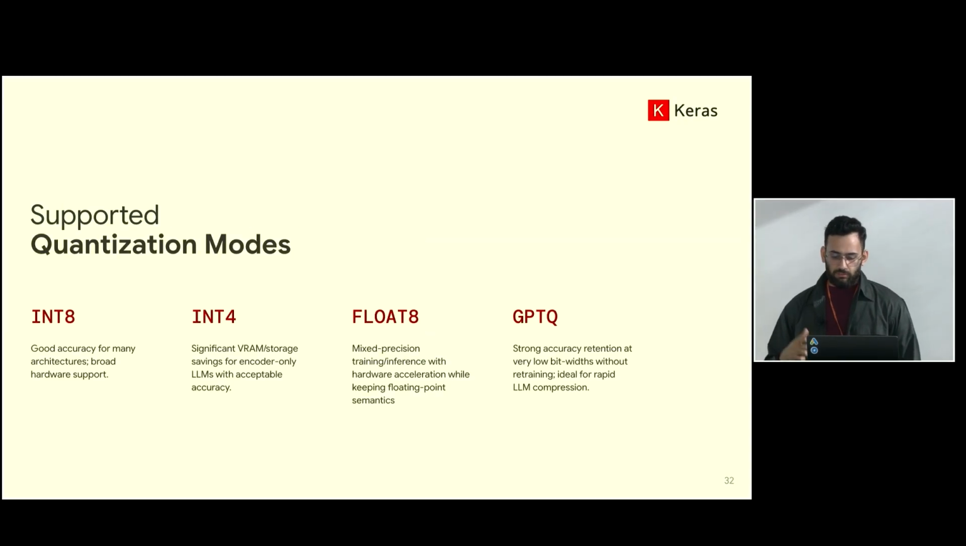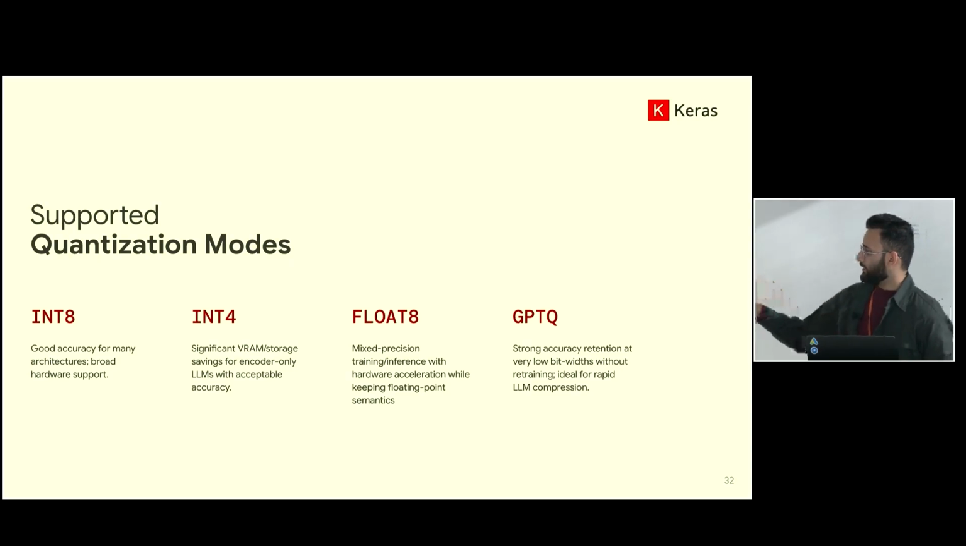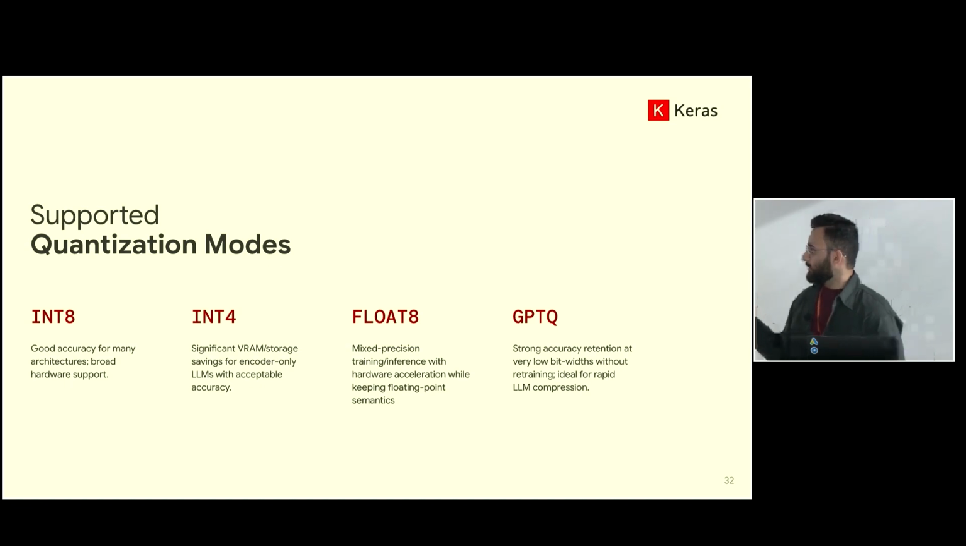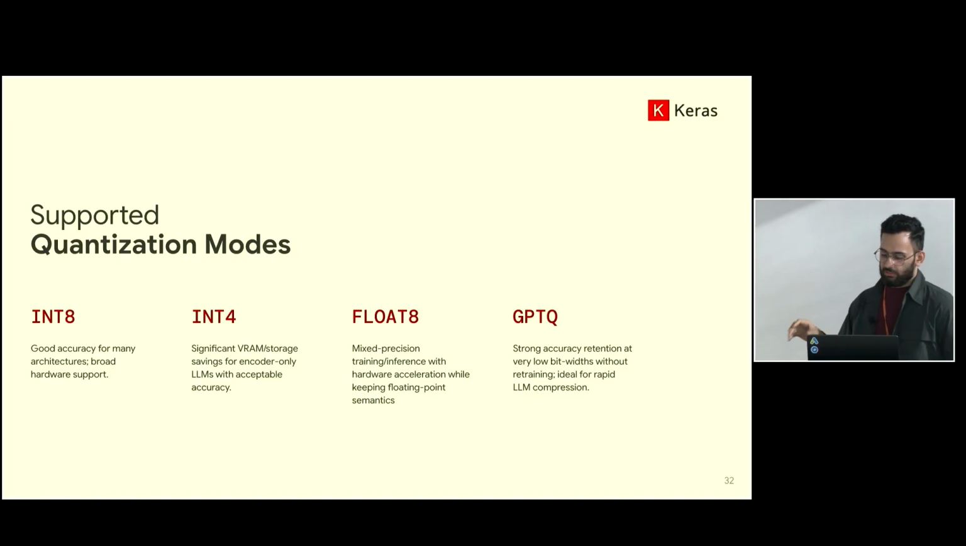Keras supports a couple of quantization modes, the two major ones being int 8 and int 4. Float 8 is not actually a quantization mode, but a mixed precision training and inference mode, which makes use of quantization internally to provide you hardware acceleration when you're training a neural network. So it's also a pretty interesting thing to check out.